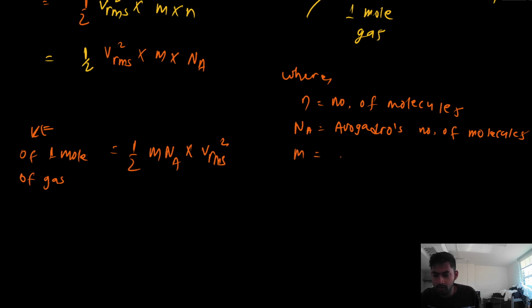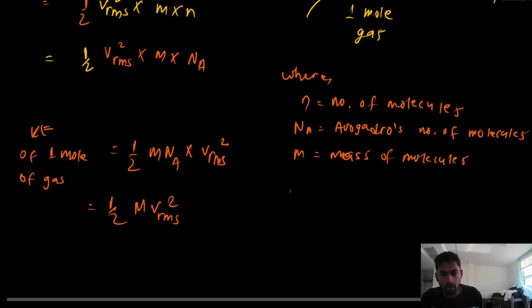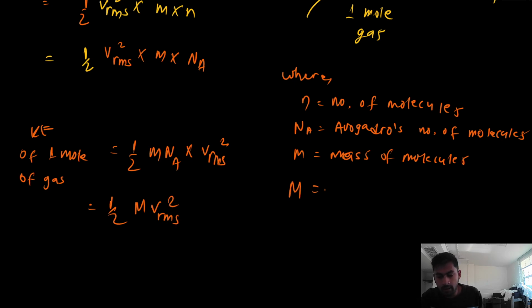Small m would be simply the mass of a molecule, and this equation would be half M V_RMS squared, where capital M is the molar mass of the molecule, or molar mass of the gas.